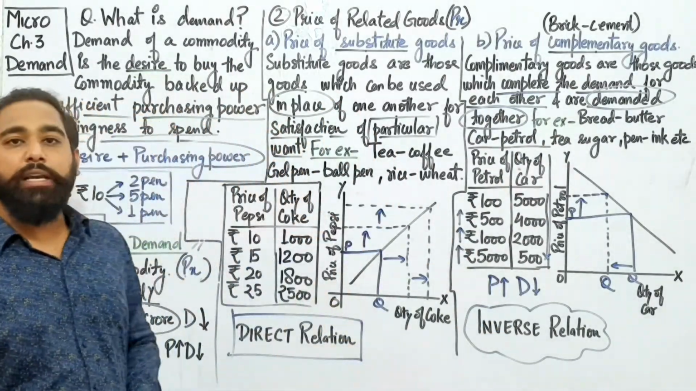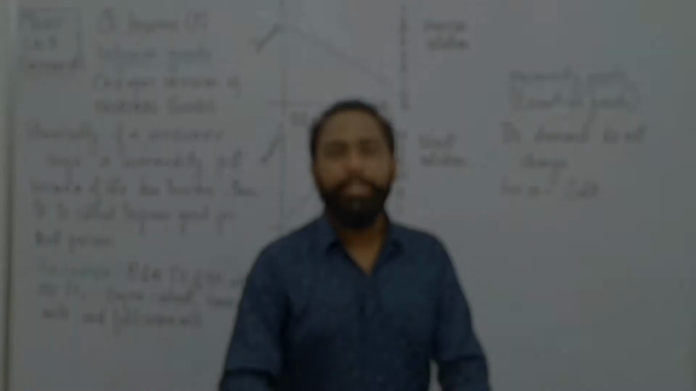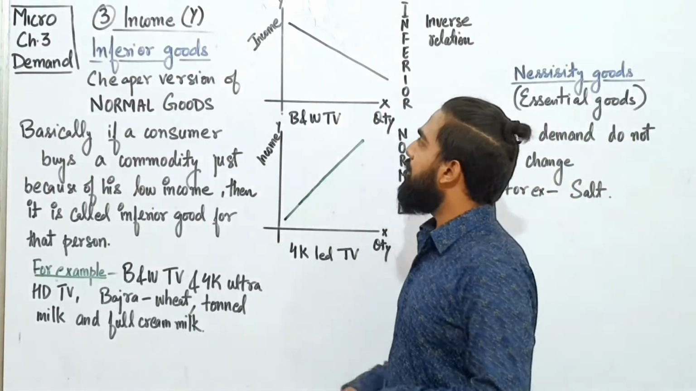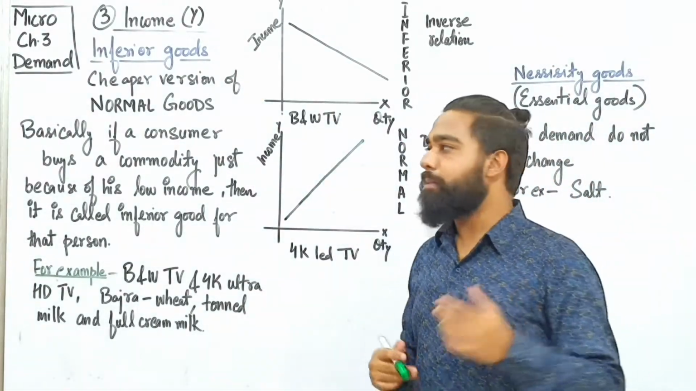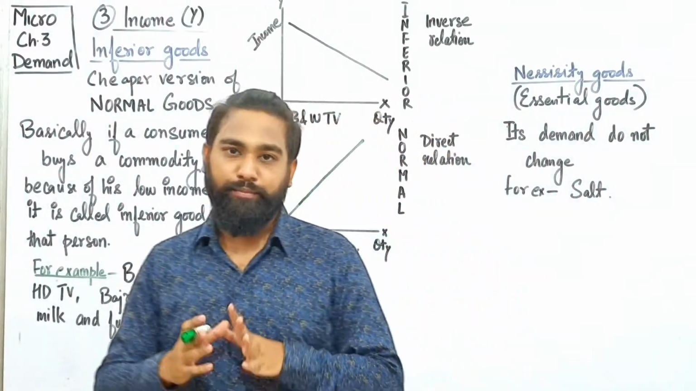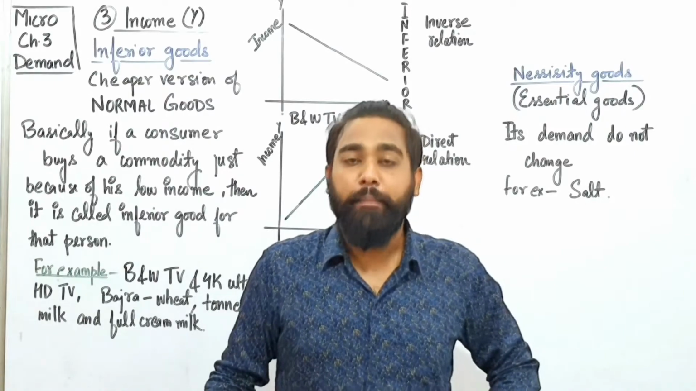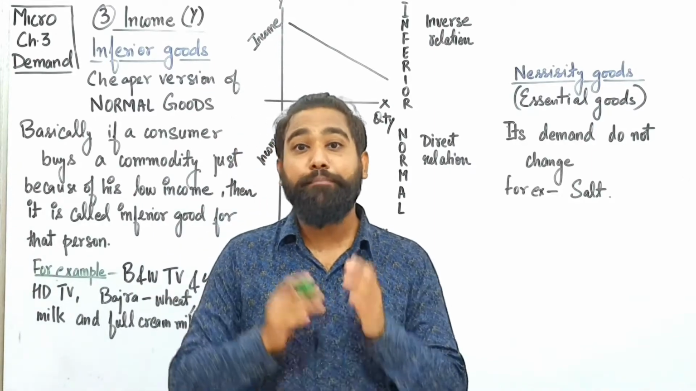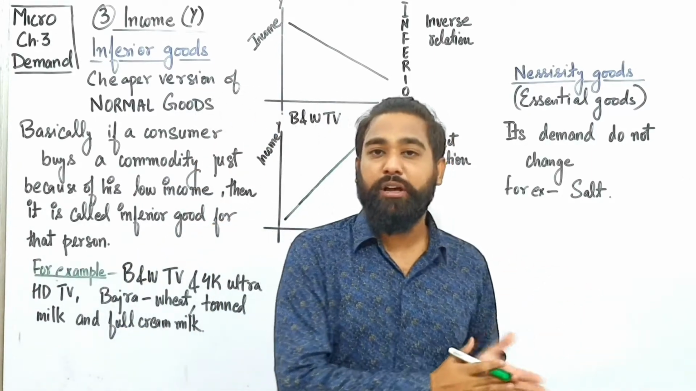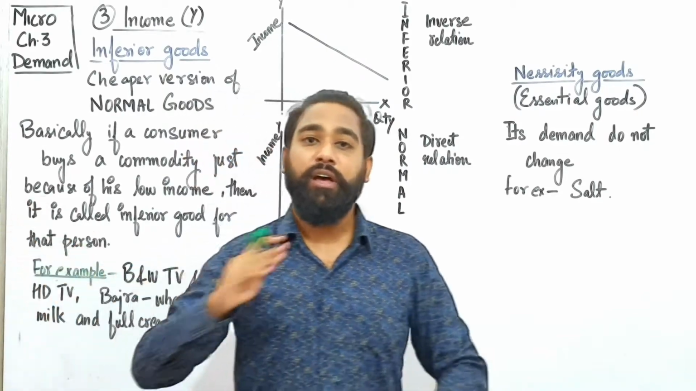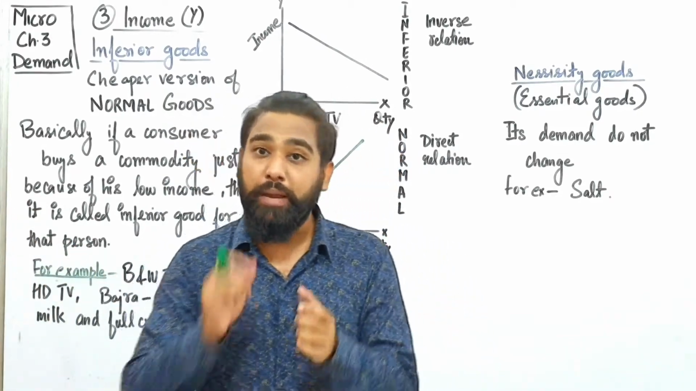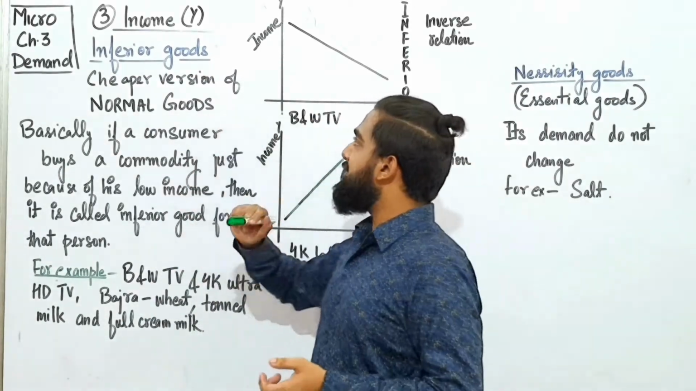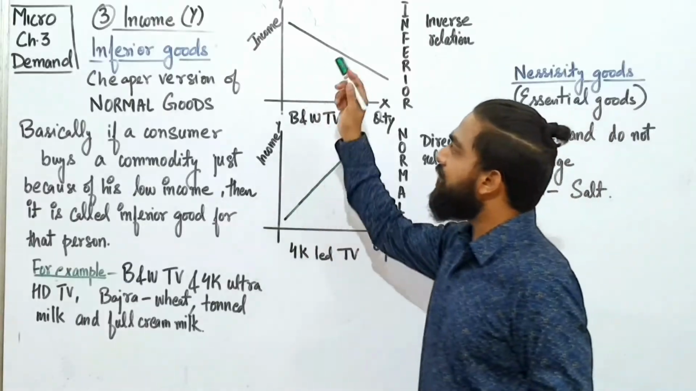Now let's move to the third factor. Students, let's start with the third factor of determining the demand, which is income. Income of a person. Suppose you are having lots of money, then you can buy anything. But imagine a situation where you have very little amount of money, then you will be budgeting. You have to cut the excessive expenditures, and you will buy only the important stuff, or you will buy the stuff which are cheaper. Fine. So let's start with the third determinant of demand, which is income.